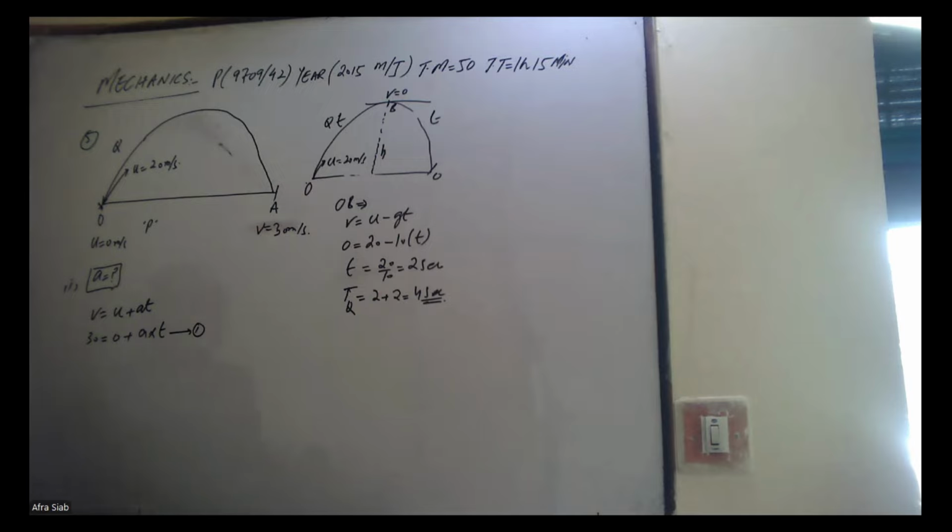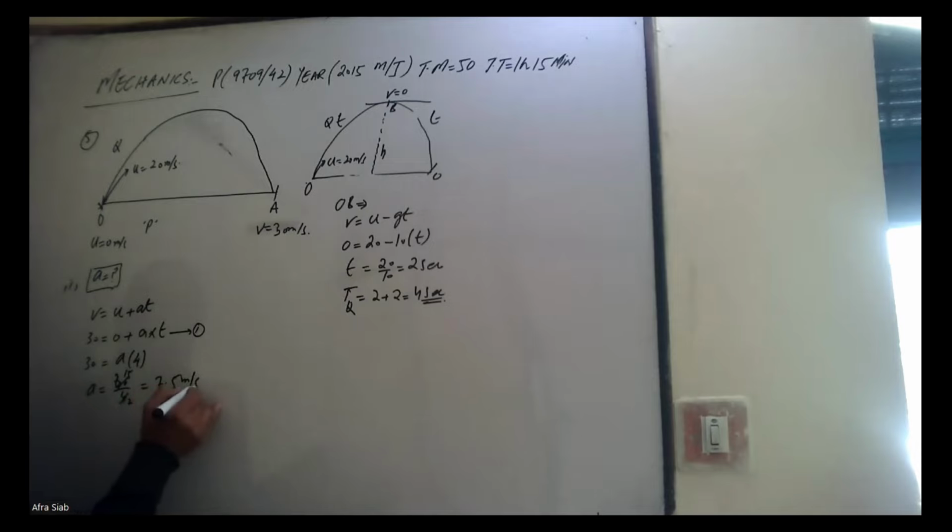So that means the time taken there is equal to 4. So we can use it here. 30 is equal to A, time is there 4. So A is equal to 30 over 4. So that is equal to 7.5 meters per second square, the value of that acceleration there.